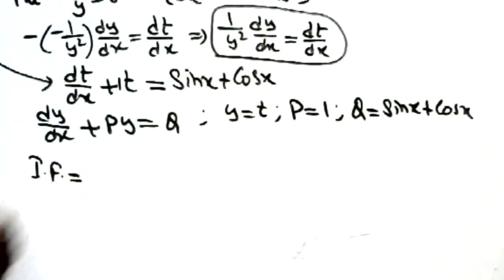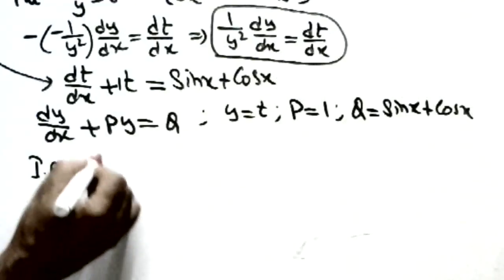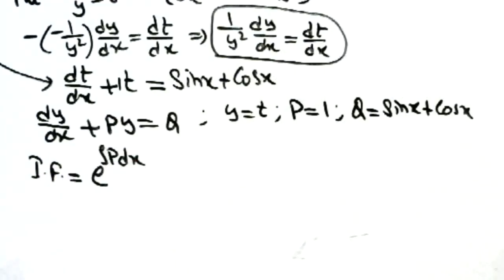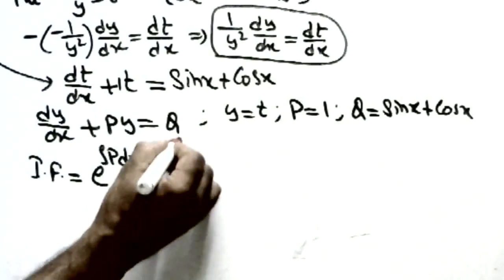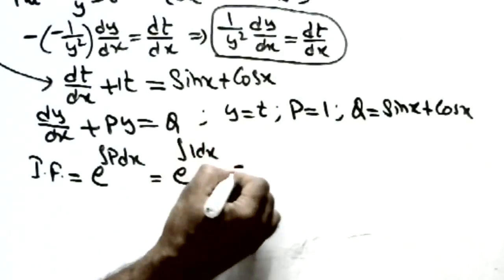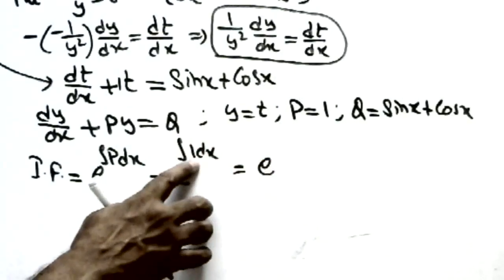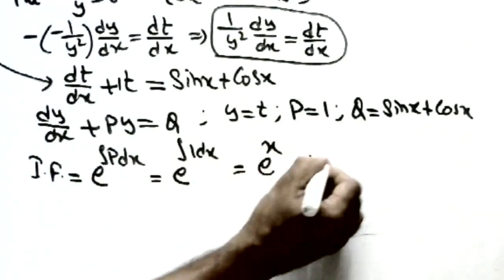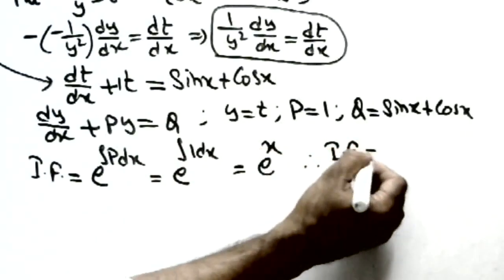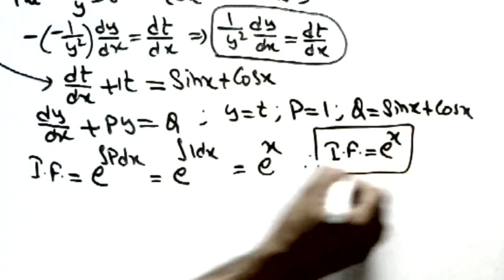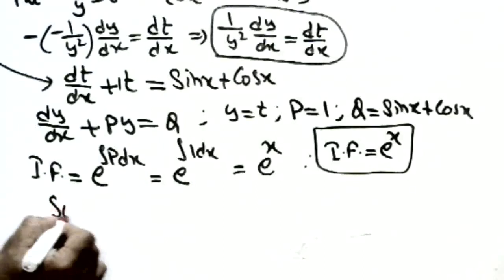Now there are two steps. The first step is to find the integrating factor. The formula of the integrating factor is e to the power of integration p dx. The value of p is 1, so e to the power of integration of 1 dx. We already know integration of 1 is x. So we got the integrating factor. Therefore, the integrating factor equals e to the power of x.